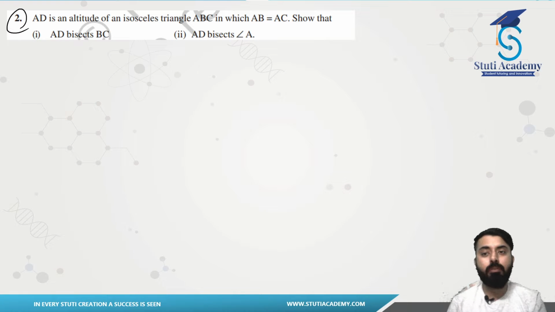So in this we have what? AD is an altitude of an isosceles triangle ABC.